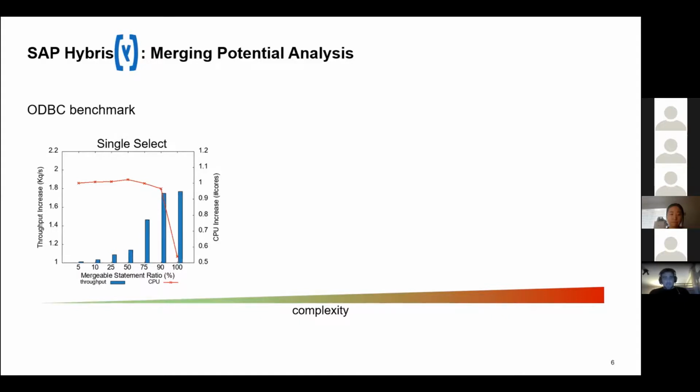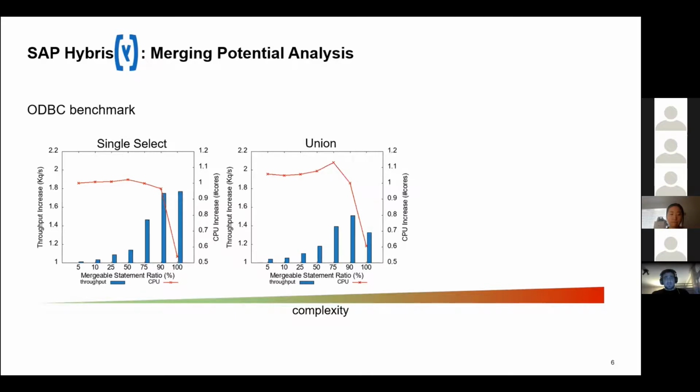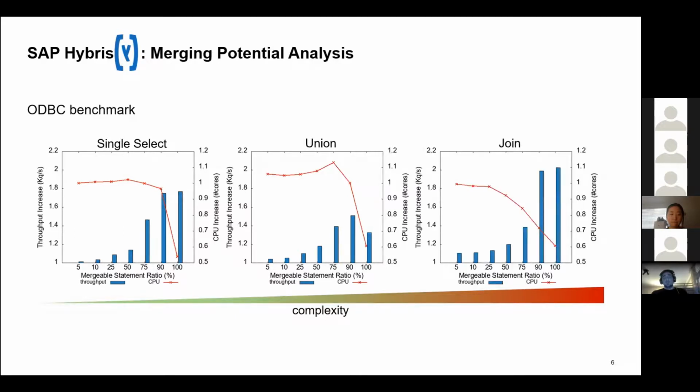And we did this for statements of different complexity, so for a union and also for a join query. And the main takeaway from this slide is that regardless of the statement's complexity, all statements benefit from merging in terms of throughput and CPU. And for the next experiment, we just merge the key lookup query on the left-hand side in an end-to-end scenario.